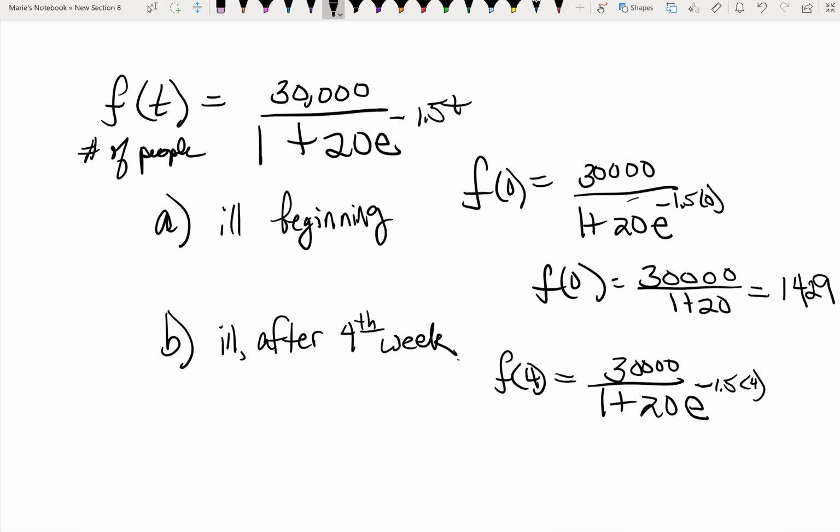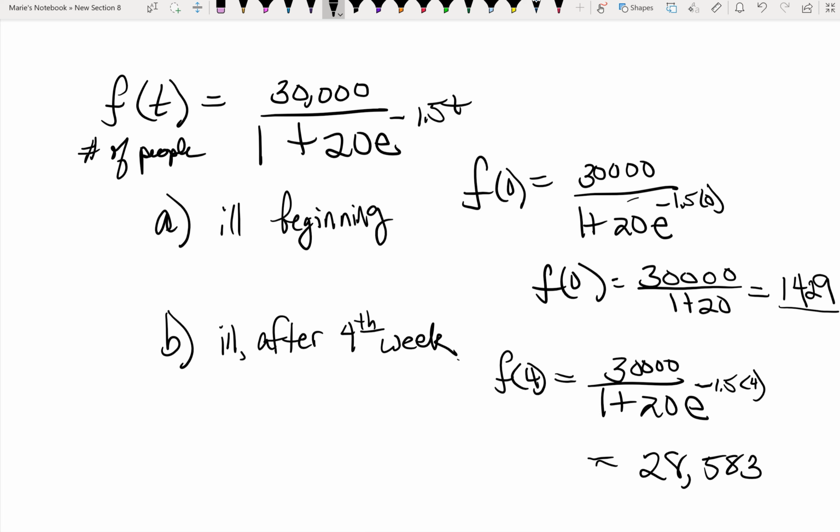And so this becomes approximately, once you use your calculator, 28,583. So approximately 28,583 people were ill at the end of the 4th week, compared to the original amount of 1,429 that were ill at the beginning of the epidemic.